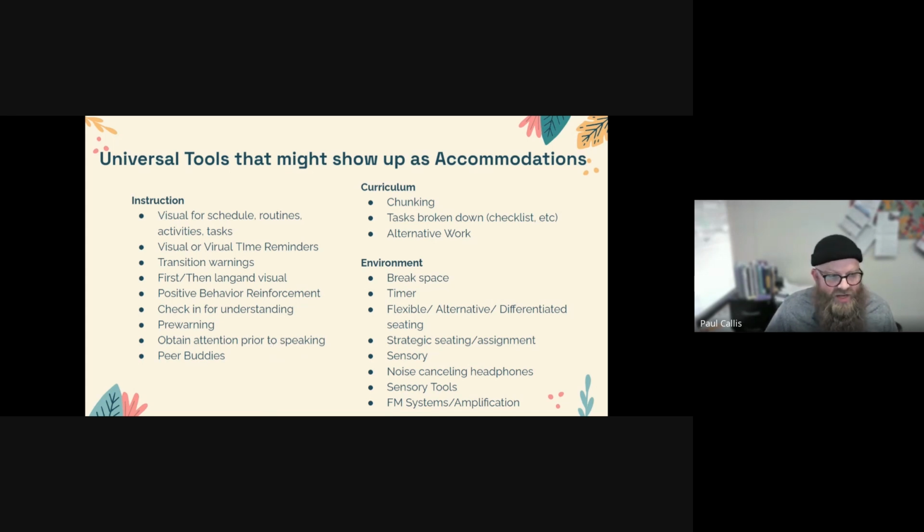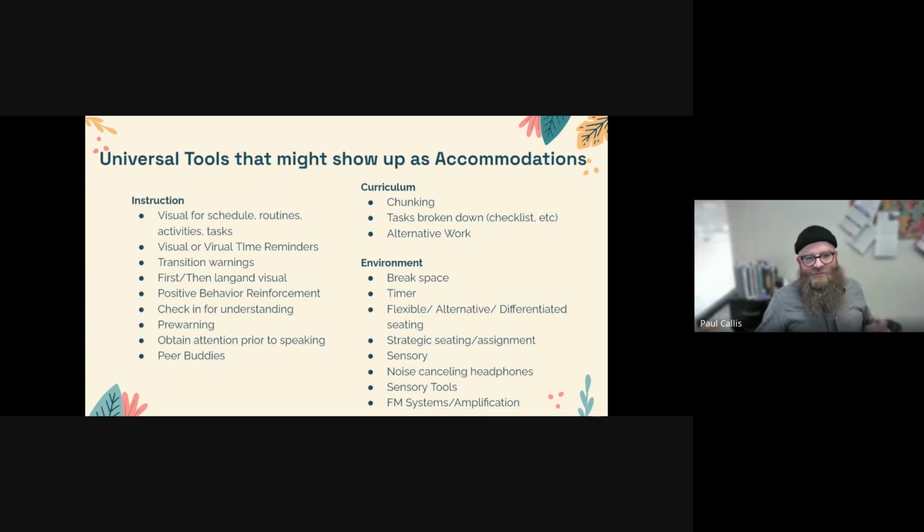Always checking for understanding, particularly after giving instructions, just immediately after. Try to avoid using yes, no questions. It's really easy to say, yes, I understand. Or you can have a student restate, or ask, what can you tell me about what we're doing next? Just as much pre-warning as you can get, especially if the routine is going to be changed.